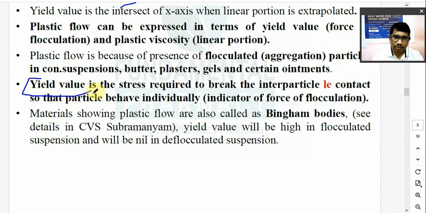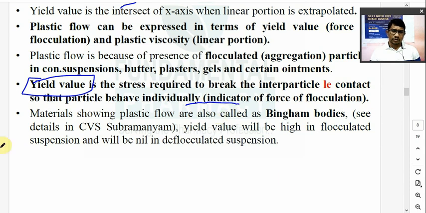इसके ऊपर भी क्वेश्चन आ चुका है. What is that? It is nothing but yield value will show you the force of flocculation or force of attraction between two particles. Once you break that force, then particles will behave individually. So it is an indicator of the force of flocculation. इसके ऊपर भी क्वेश्चन आ चुका है.